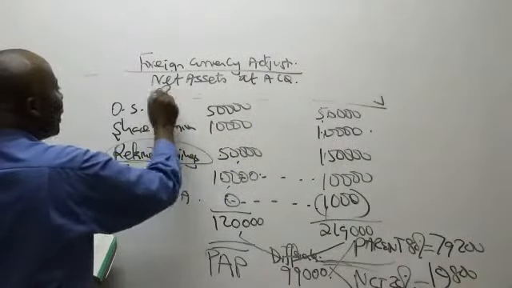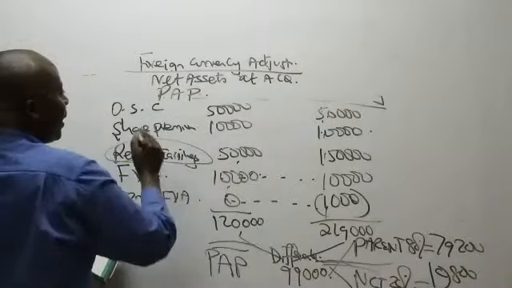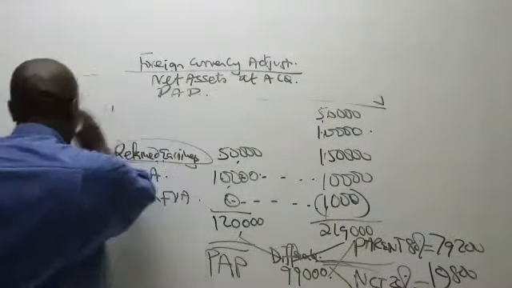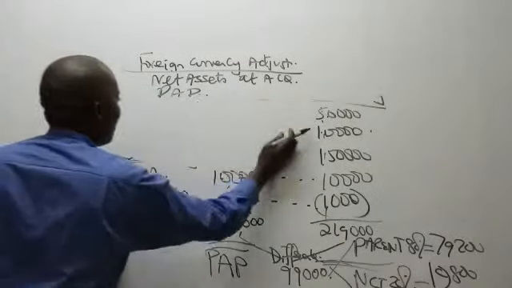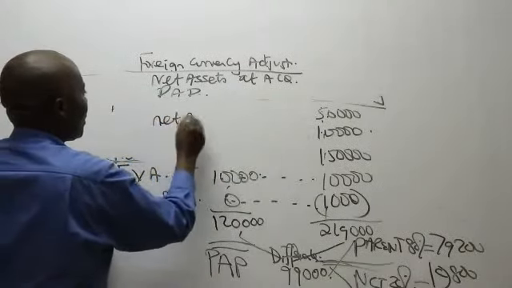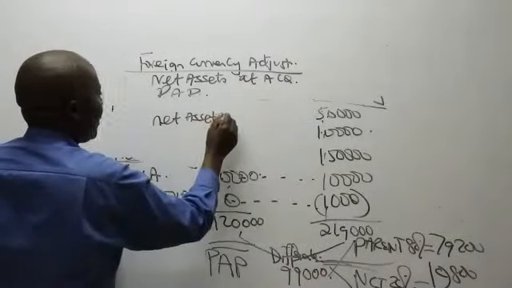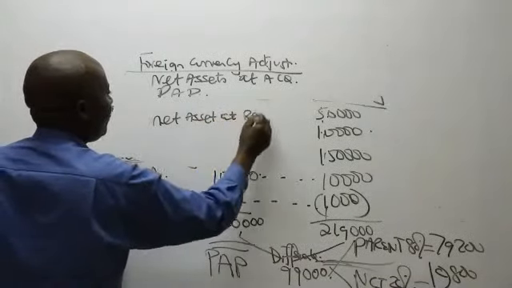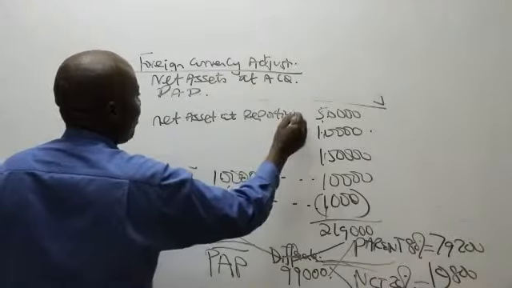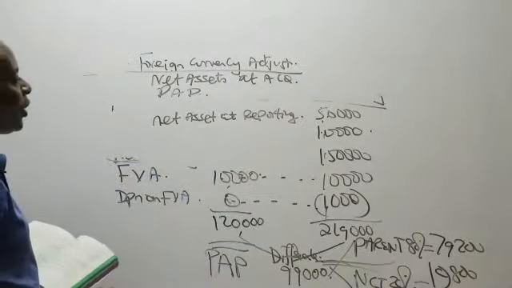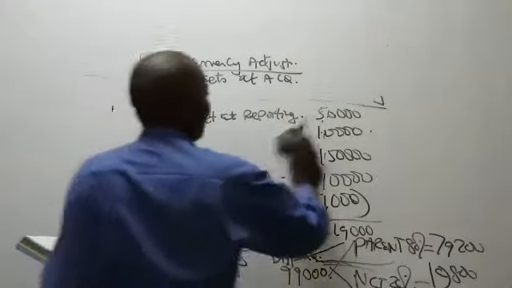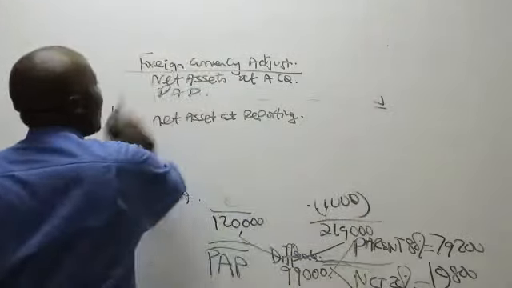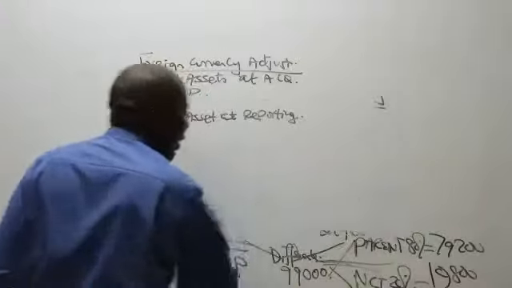Give me the post-acquisition profit, and then give me the net assets at reporting. Let me just rub this. So we are doing the foreign currency adjustment on net assets.